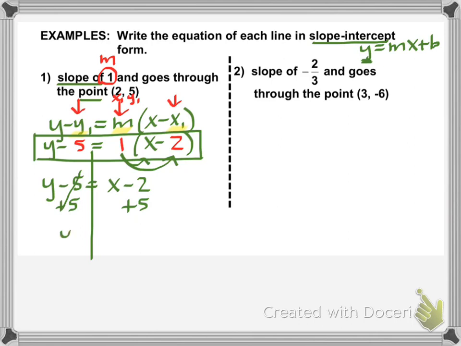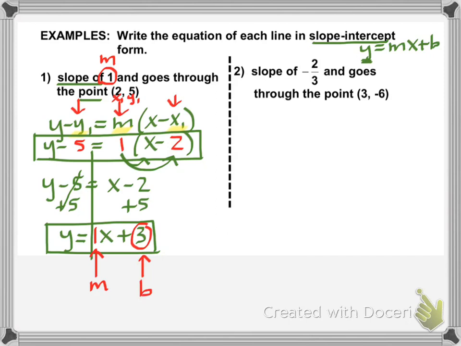These cancel, so we've got y by itself on the left equals, on the right, we can combine that minus 2 with that positive 5 to make a positive 3. So we've got x plus 3. Boom, this is in slope-intercept form. Now in this form, I can see my slope is 1. It's invisible, but we can add it. That's my m. And then my 3, that's my b.